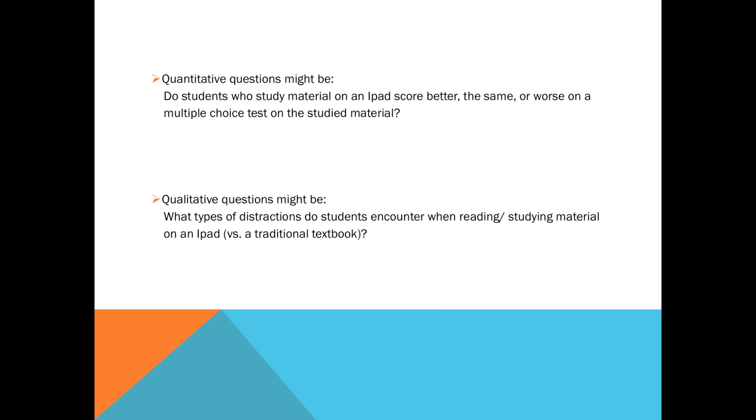Now, if you wanted to ask this question but conduct a qualitative research project, you might actually ask, what types of distractions do students encounter when reading or studying material on an iPad versus when they're reading a traditional textbook? For that particular study, you could ask students to read a chapter on an iPad or another e-reader and then interview them about the kinds of distractions that they experience, so they can really walk you through the steps of what happened and explain what the processes were.